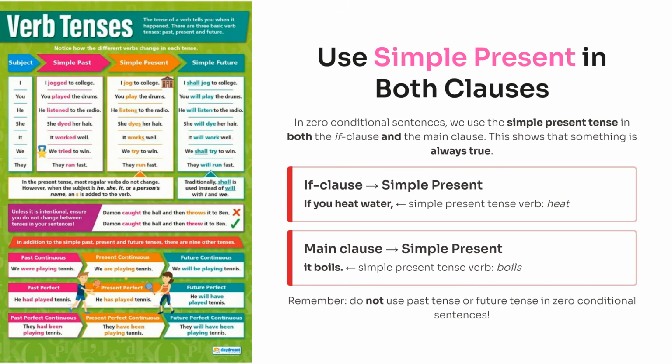Remember to use the simple present in both clauses. In zero conditional sentences, we use the simple present tense in both the if clause and the main clause to show that something is always true. In the if clause, we use the simple present verb heat, like in if you heat water. In the main clause, we use the simple present verb boils, like in it boils. Remember, do not use the past tense or the future tense in zero conditional sentences.